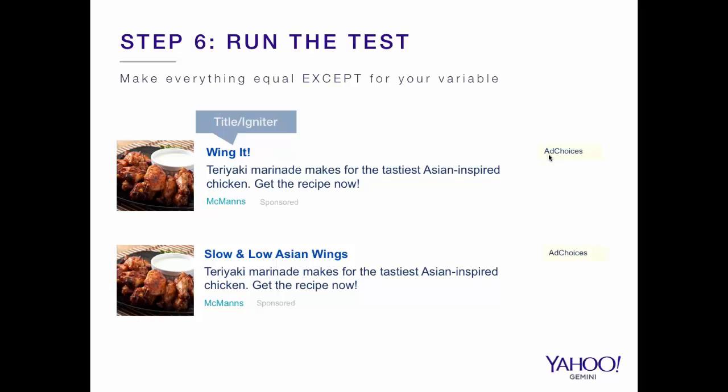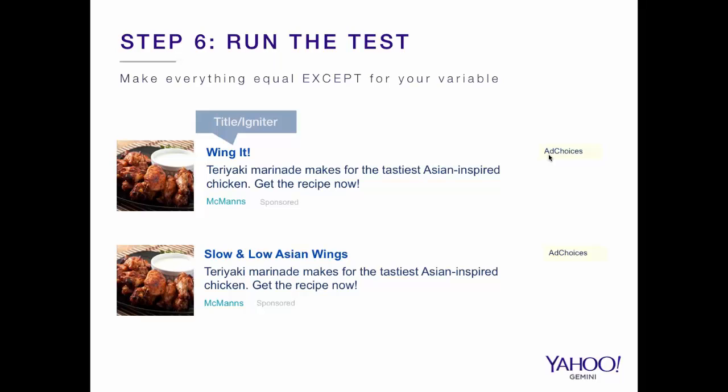So if we look at this test that we're about to set up and run, we've got "Wing It" as the igniter for the top ad. "Slow in Asian Wings" is the title / igniter for the one on the bottom, which is what we discussed testing. We're keeping the image the same, and the sponsor name of the company the same. I mean, obviously that probably would be the same anyway.